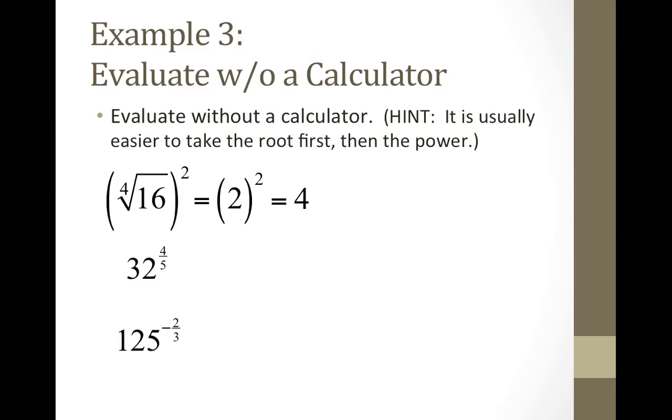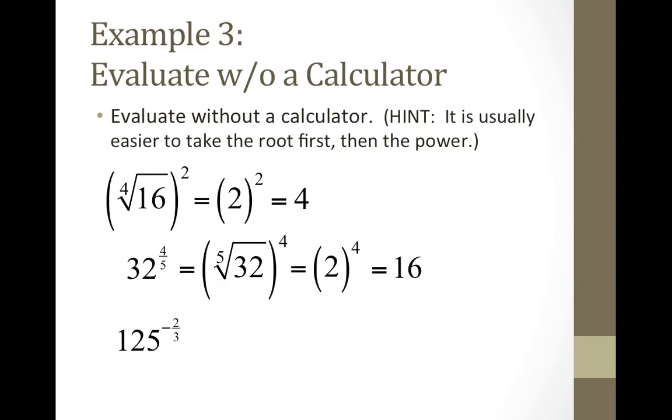In the next one, I have 32 to the 4/5 power. Probably want to at least think about it in terms of radicals. So I'm taking the 5th root of the 32 and then to the 4th power. And I would suggest doing it in that order because the 5th root of 32 is simply 2, and then 2 to the 4th power gives us 16. If you try to take 32 to the 4th power first, although it is possible, it is difficult, and then to try to take the 5th root of that would be mind-boggling. So it usually is much easier to take the root first, then take the power.